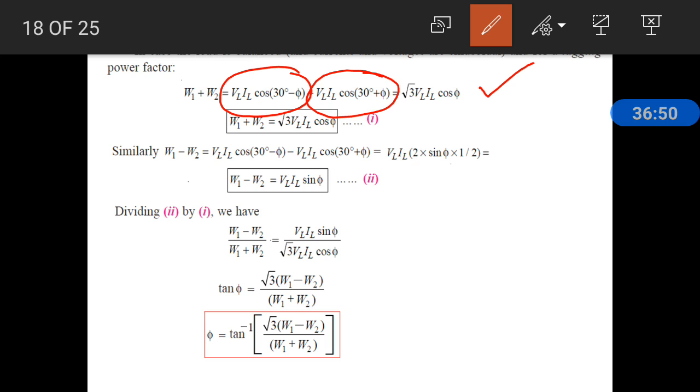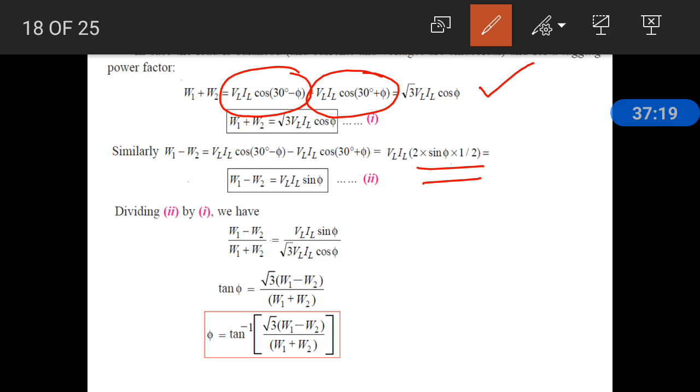Next, similarly we can find out W1 minus W2 also. So W1 is VL IL cos (30 minus phi) minus VL IL cos (30 plus phi). While doing the derivation, we are cancelling the cos terms, not the sin terms. In the earlier case, we cancelled the sin terms. Here the cos terms cancel each other and only the sin terms remain.